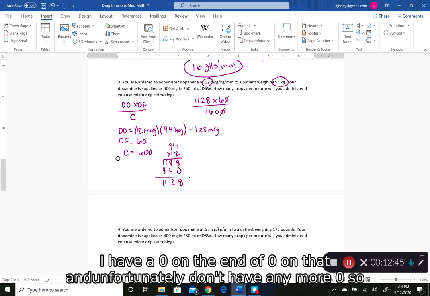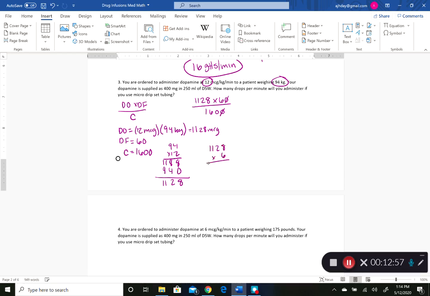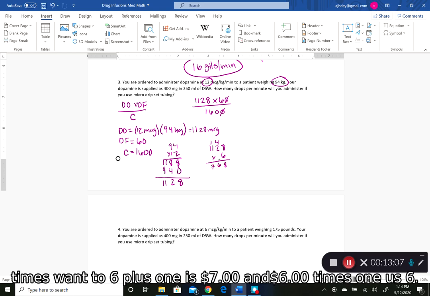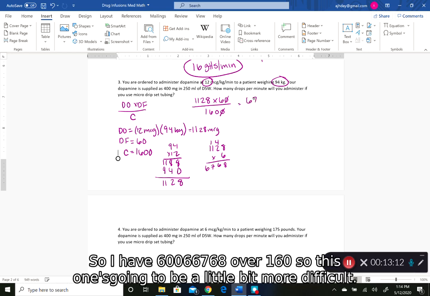I have a 0 on the end, a 0 on the end. Unfortunately, I don't have any more zeros, so I have to leave it there. So the first part we're going to do is this 1,128 times 6. 6 times 8 is 48. 6 times 2 is 12, plus 4 is 16. 6 times 1 is 6, plus 1 is 7. And 6 times 1 is 6. So I have 6,768 over 160. So this one's going to be a little bit more difficult.